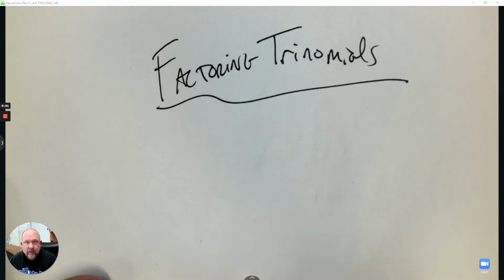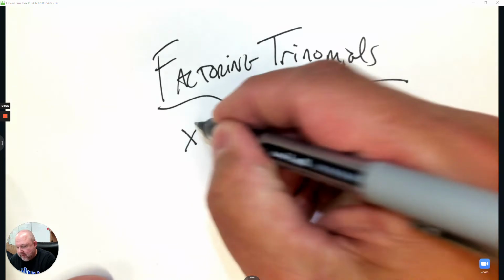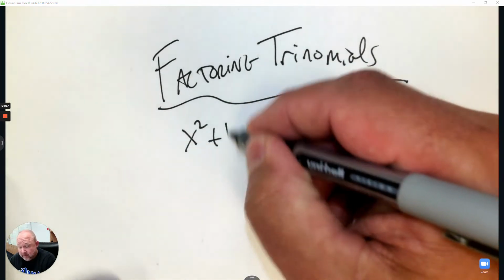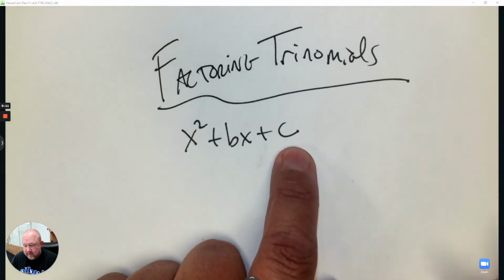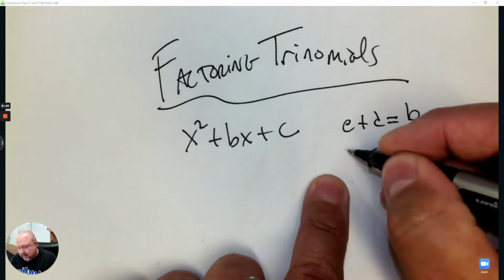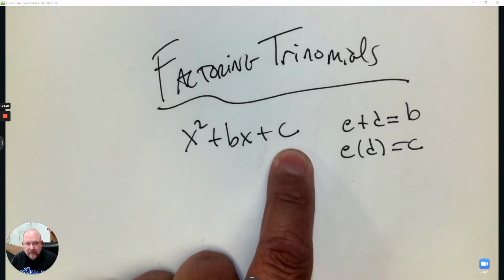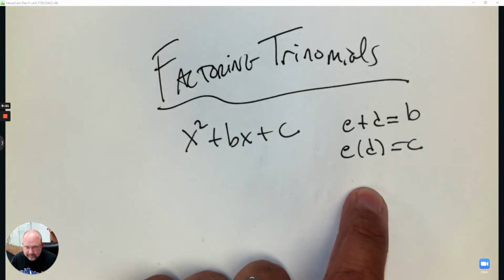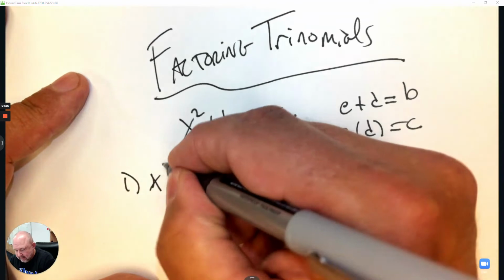All right, this review is on factoring basic trinomials. When you have a trinomial, and this is a quadratic trinomial, and it's in this form, we're looking for two numbers that add to b and the same two numbers multiply to equal c. That's our goal. So let's look at this example and see if we can practice together.